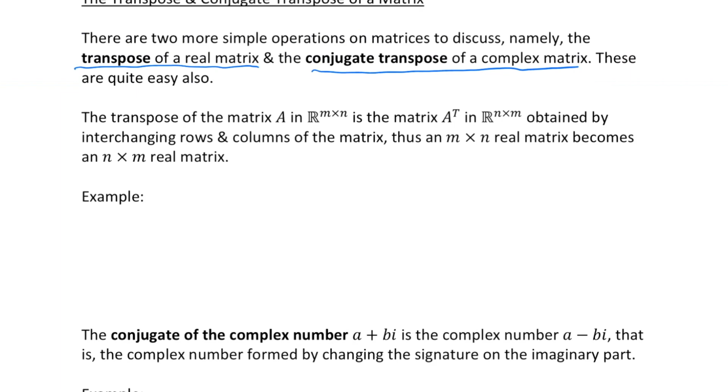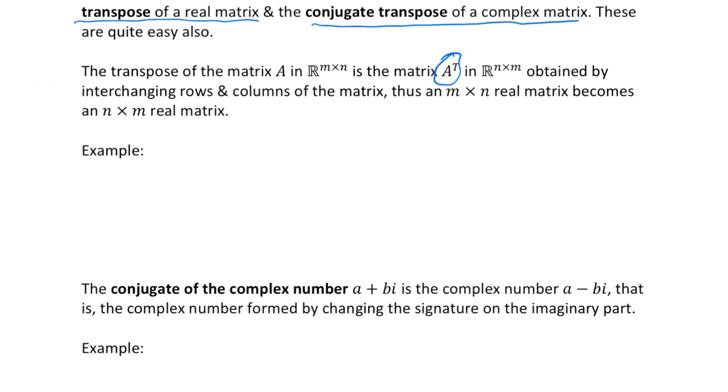You can read here, the transpose of the matrix A in R m by n is the matrix A superscript T, that's read A transpose, in R n by m. Notice how the dimensions have switched. This is because it's obtained by switching or interchanging the rows and columns of the matrix. Thus, an m by n real matrix becomes an n by m real matrix. So this is going to be really easy.